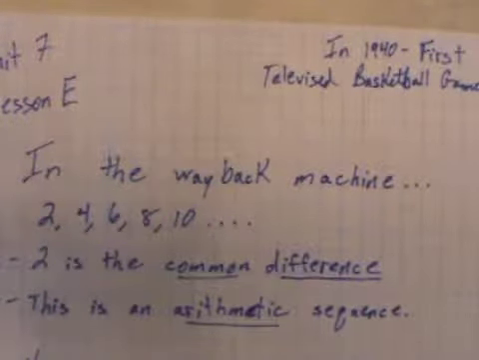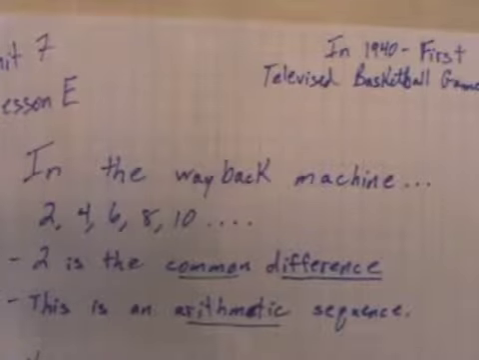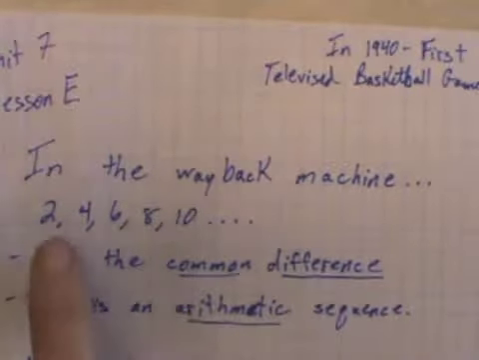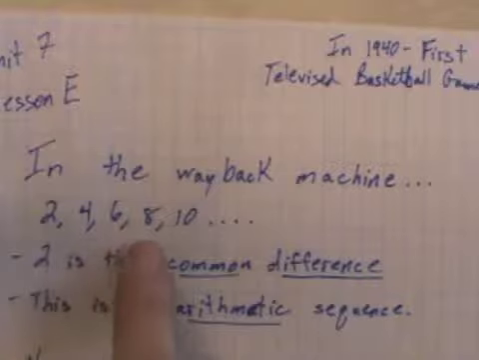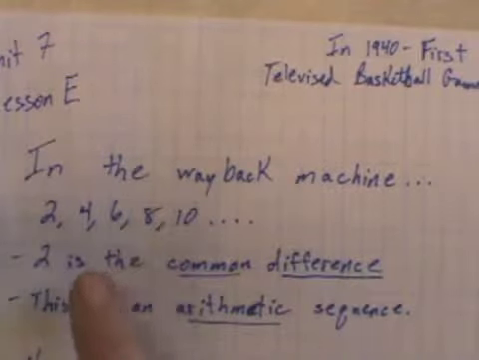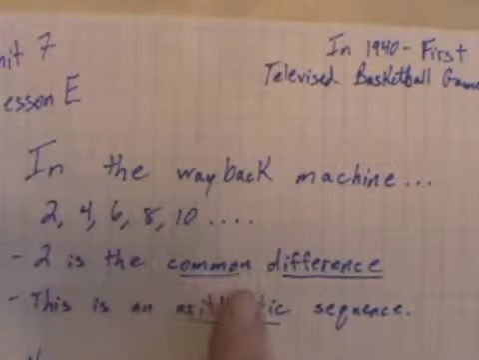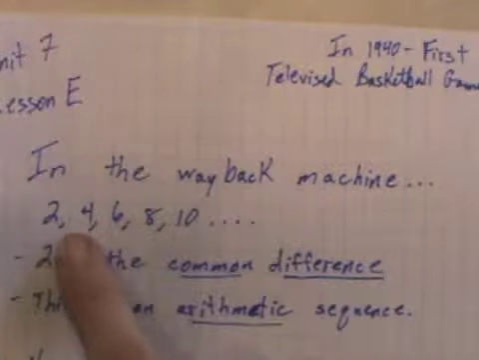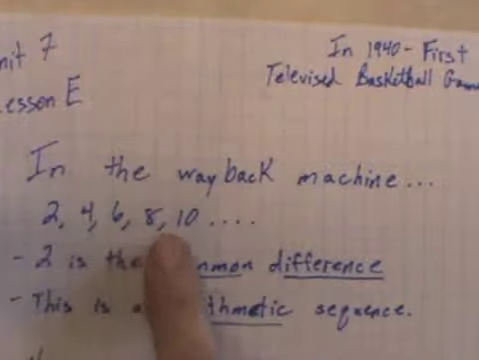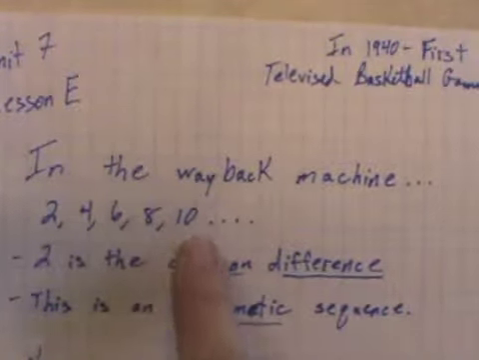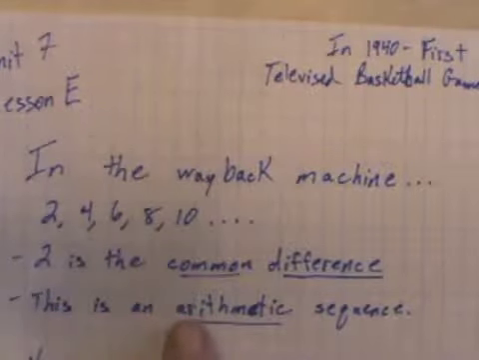If we could hop in the Wayback Machine, and if I could find a cool effect in iMovie that would be kind of shimmery and make us feel like we're going back in time, I would use that right here. If you look at this sequence, 2, 4, 6, 8, 10. 2 is what we call the common difference because we consistently have to add 2 each time to get the next term in our sequence.